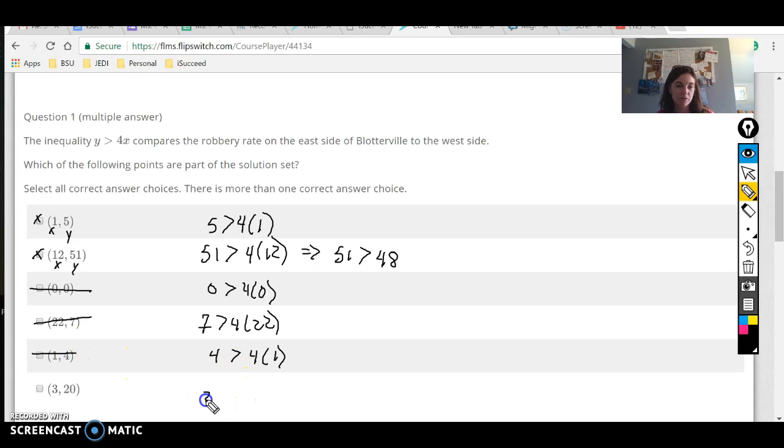And the last one, 20 is greater than 4 times 3. We'll take this a step further. 20 is greater than 12, and that is true. So we've got 3 correct answers here.